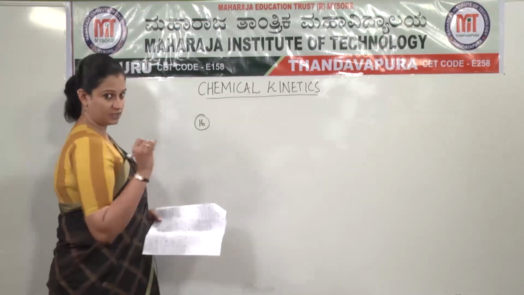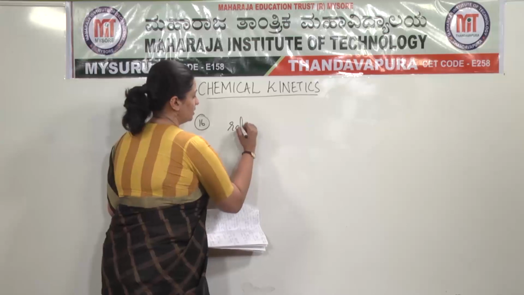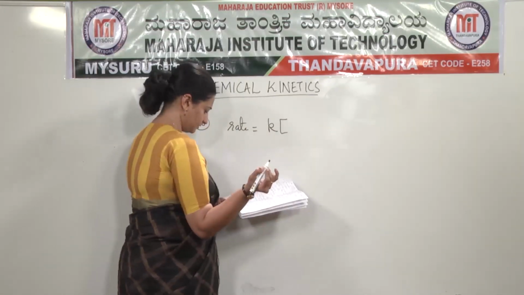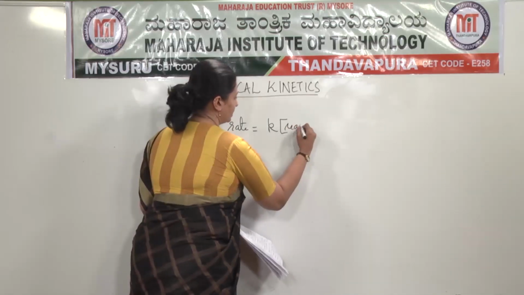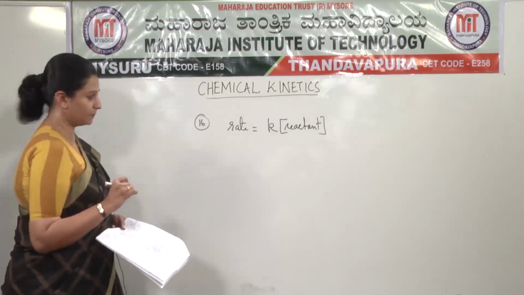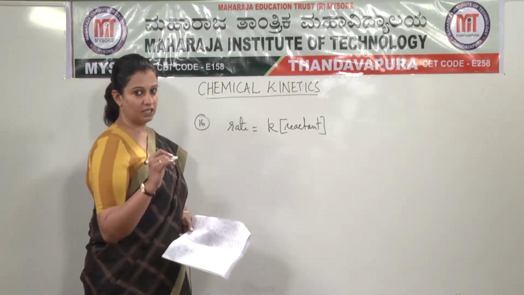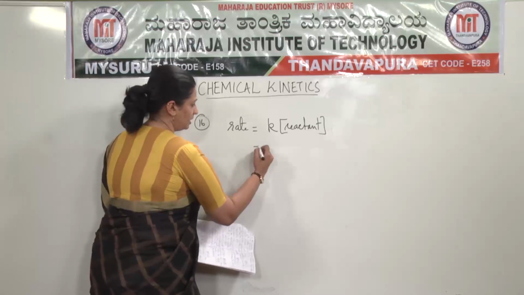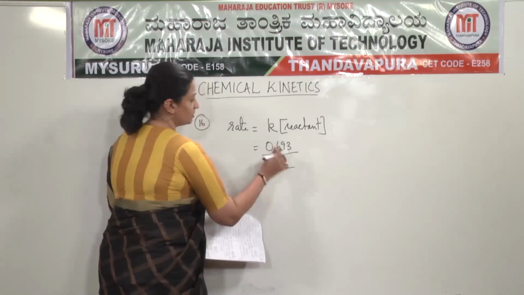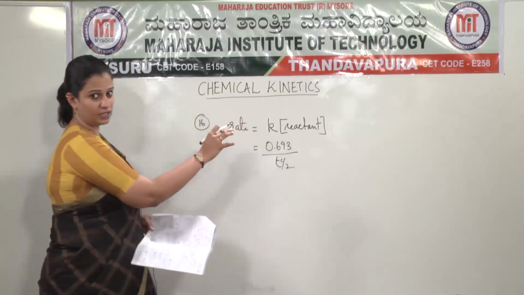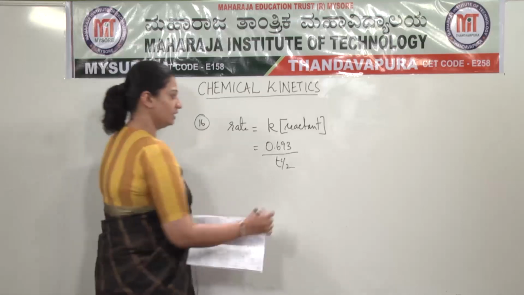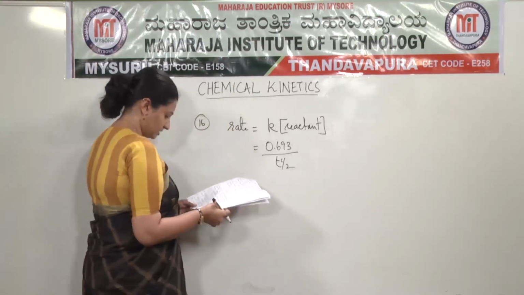So since it is given as a first order reaction, I am going to write rate is equal to K into concentration of the reactant raised to 1. Now they want us to find the T half. So in order to find the T half, rate is equal to 0.693 by T half into concentration of the reactant, because remember the value of K for a first order reaction in terms of T half is 0.693 by T half.